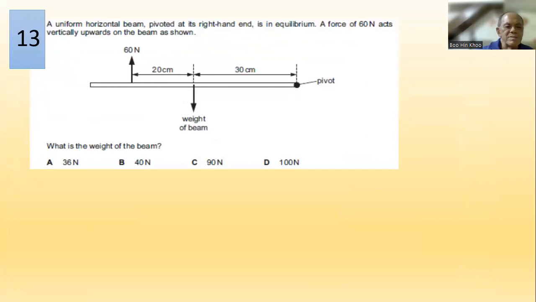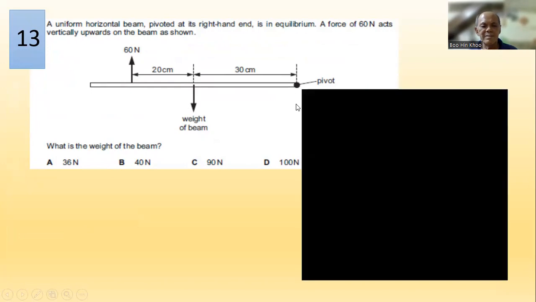A uniform rod, try a partial question. A uniform horizontal beam pivoted at the right hand end is in equilibrium. A force of 60 Newton acts vertically upwards on the beam as shown. What is the weight of the beam? We want to find that. So, take a moment about the pivot.